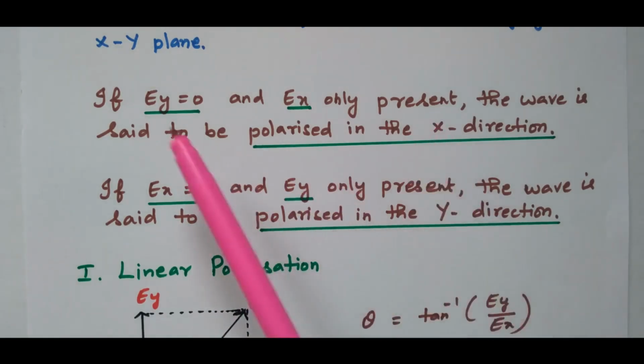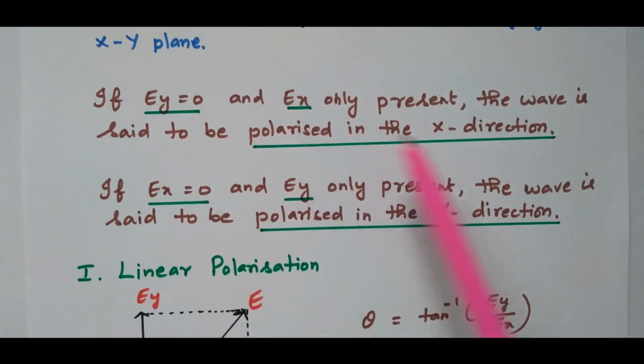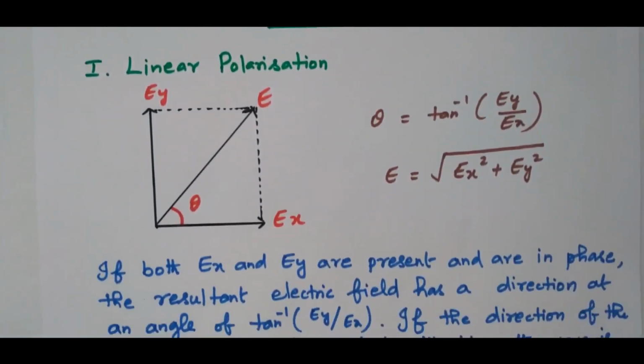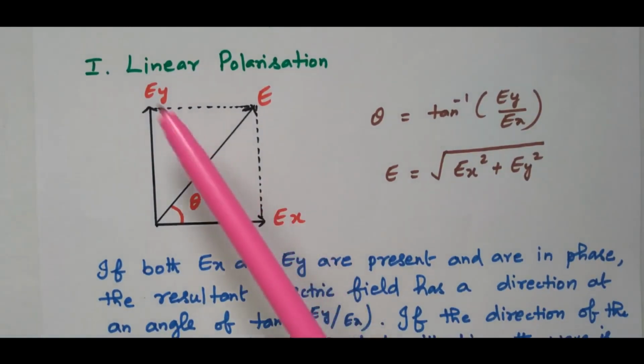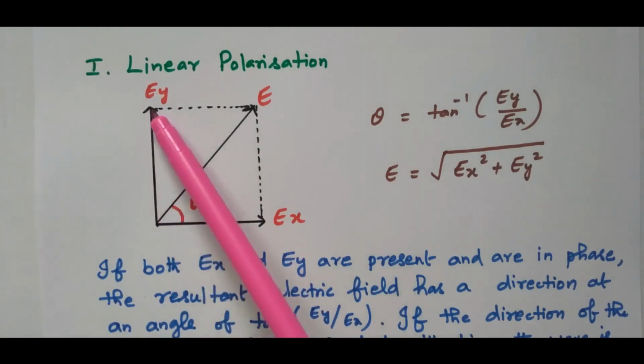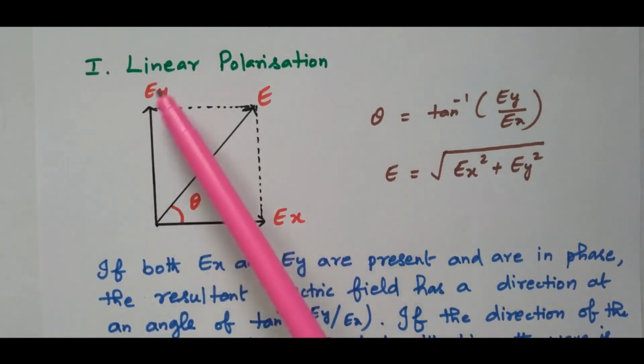So in this only EX is available, so that polarized in X direction. Only EY is available, so polarized in Y direction. Other terms are 0. Suppose if both the EX and EY are available, then it is called a linear polarization, right? So the EX is available in X axis, EY available in Y axis. This total E is nothing but the sum of these two.